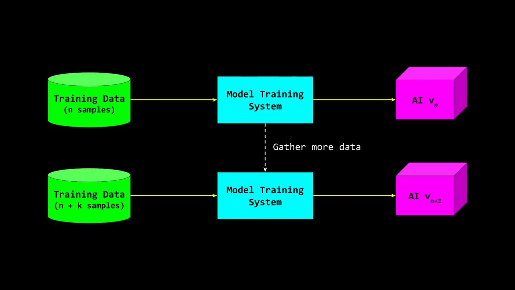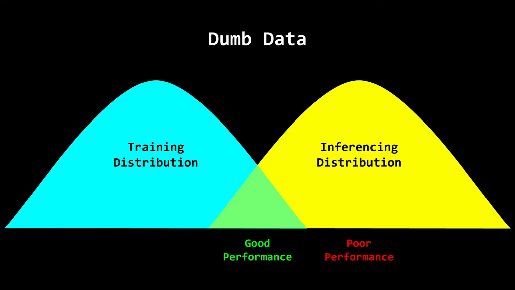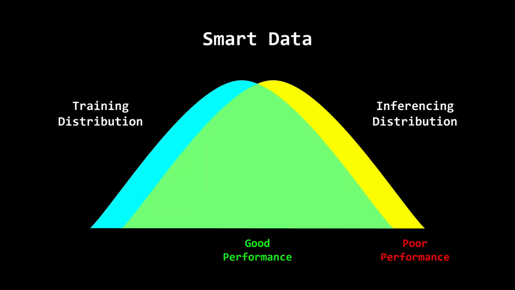Scraping data off the internet is not ideal. Finding out where an AI underperforms and gathering more data in those scenarios is very difficult and oftentimes infeasible. Scraped data is often sourced for likes. With Palapa, all our images are sourced to train a neural network. Scraped images are often different from the images captured by the product. This is called dumb data. With Palapa, the product is the source of the training data. This is smart data.